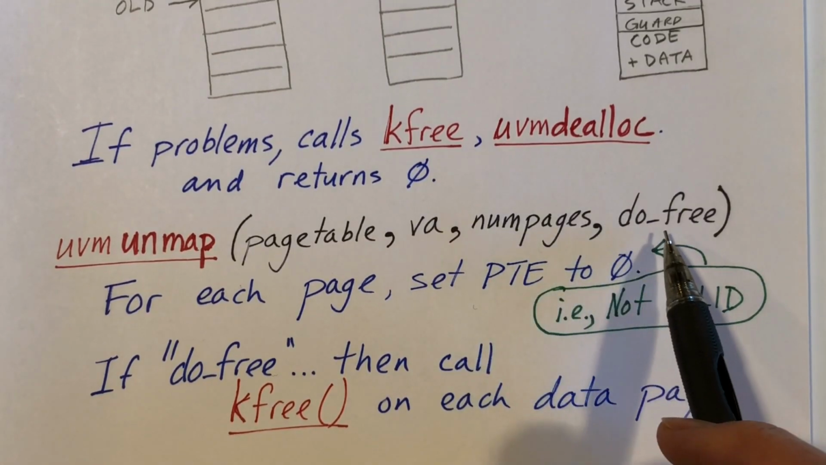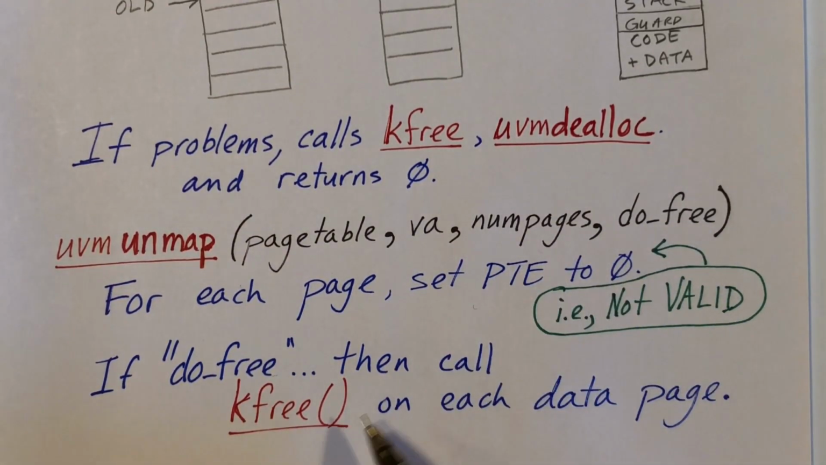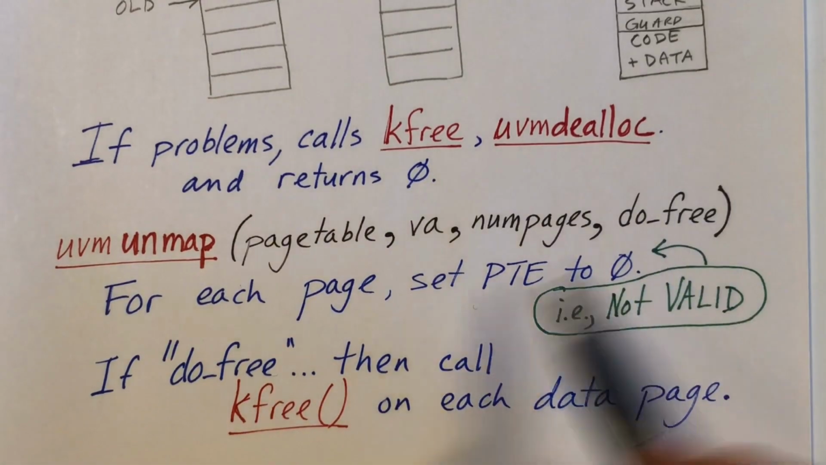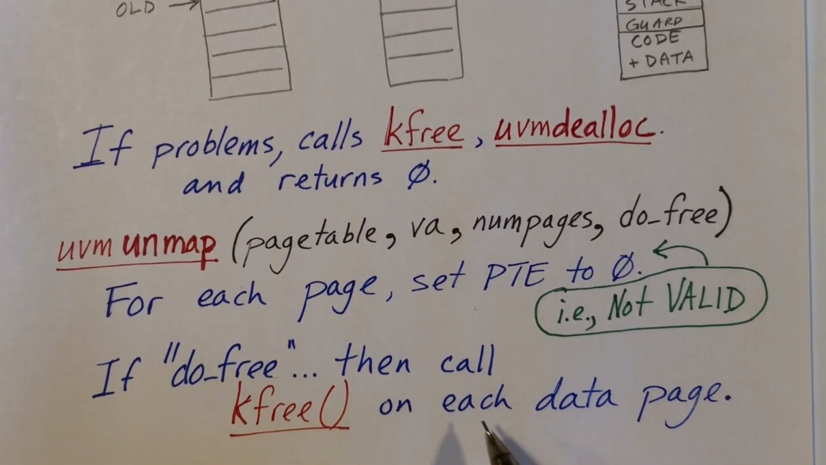And we also have a fourth argument, doFree, and this Boolean tells whether or not to free the data pages. So if it's true, then this function will also call kfree to return the data pages that are being unmapped to the free pool.